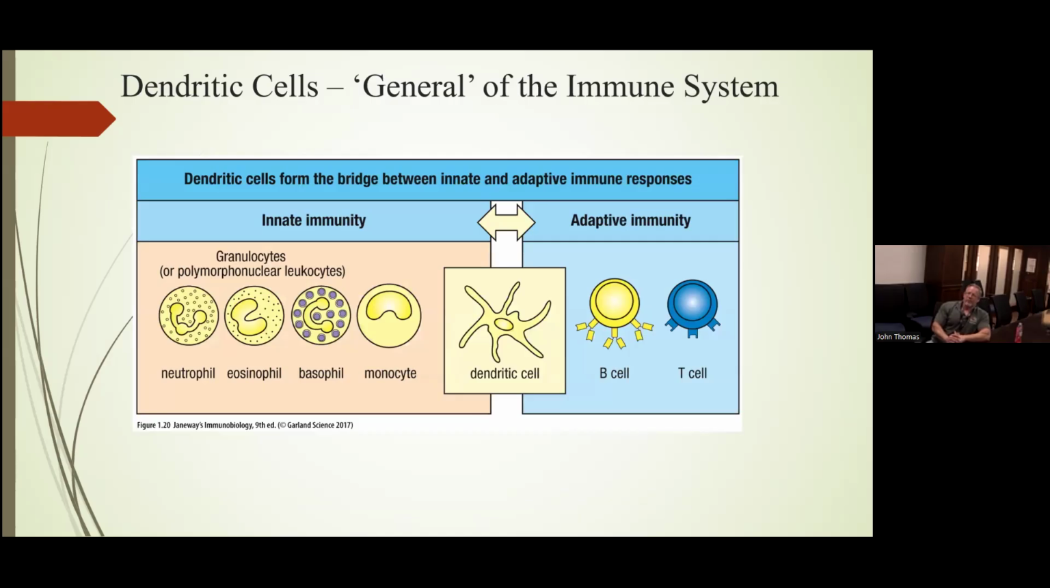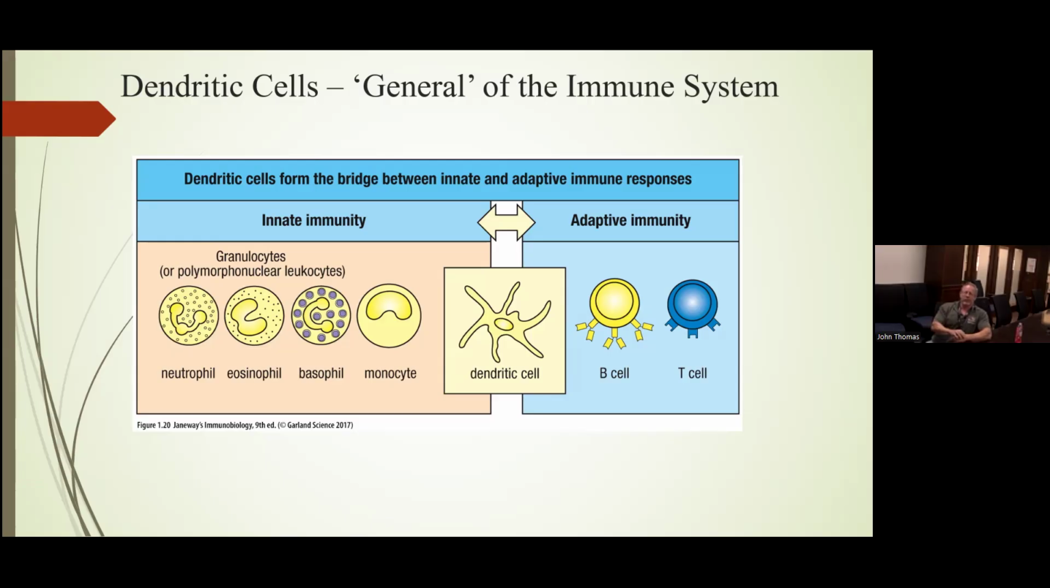So the last cell that I really want to talk about in any great detail is the dendritic cell. And when we look at dendritic cells, they're commonly referred to as the general of the immune system. And why do we say this? Well, dendritic cells really are the link. They are the bridge, the gap filler between the innate and the adaptive immune response.